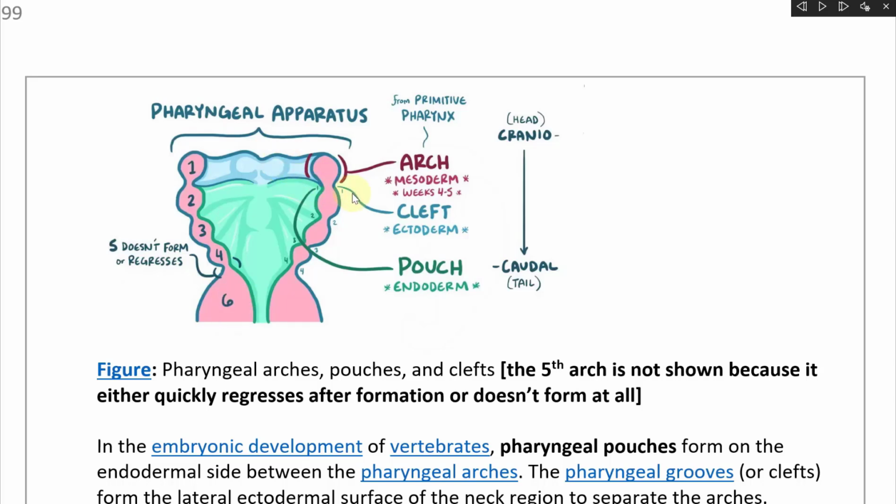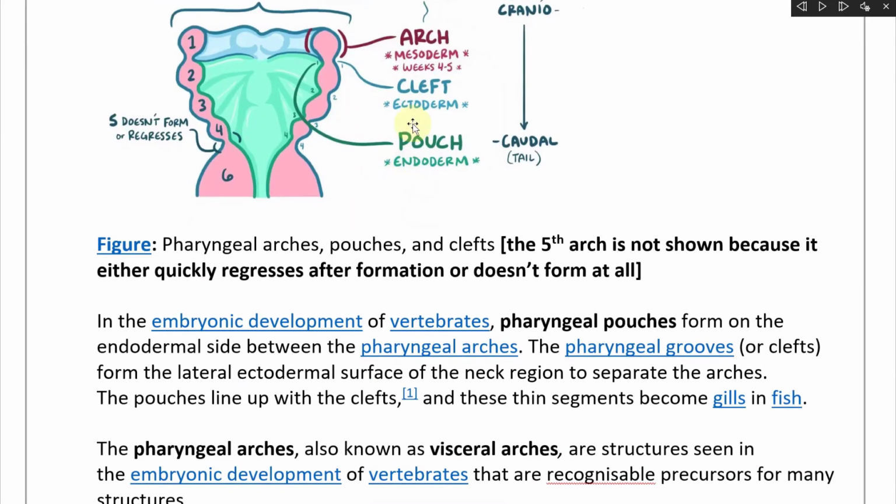And notice how each one of these has an arch set up like this. On the outer sides, you have the arch on this side. This is mesoderm, weeks 4 to 5 during formation, and this is from the primitive pharynx. This is the head side, so cranial up, and caudal to the tail, just to show you the direction. Now the pouch is on the inside, on the endoderm, and the cleft is on the ectoderm side. So inside, outside. Then they have 2, 3, and 4, and the 5 is not shown because it either quickly regresses or doesn't even form at all. So just keep that in mind. The cleft is on the outside, the pouch is on the inside.